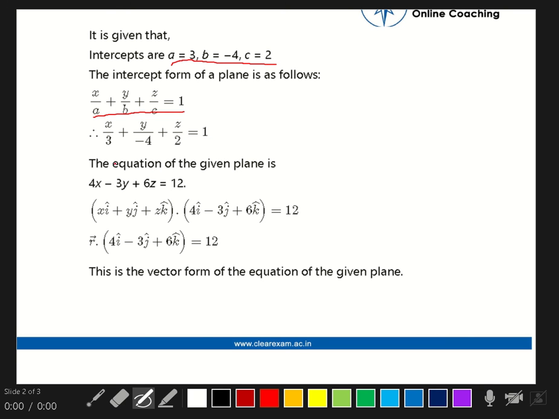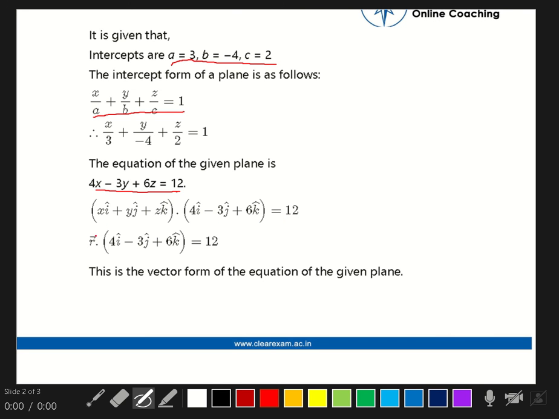Now by solving this equation, we will get the equation 4x minus 3y plus 6z equals to 12. By further solving this, let we have a vector x i cap plus y j cap plus z k cap, and according to the question, we take the dot product of this with 4 i cap minus 3 j cap plus 6 k cap, equal to 12.